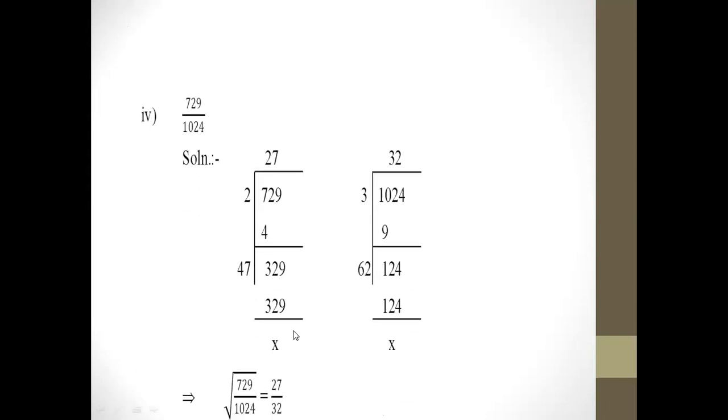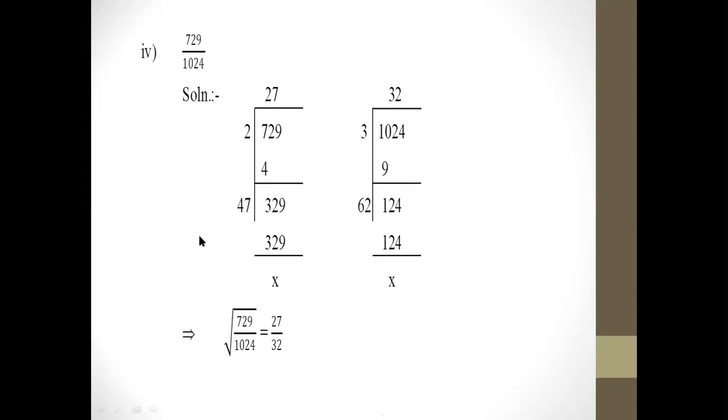In the same way, come to the fourth part. The second and third parts you will do by yourself. So 729, again you make pairs. The first pair is 29 and the second is 7, which is alone.